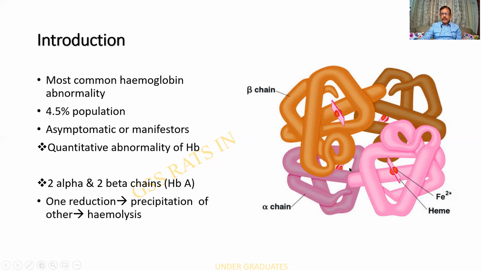Look at this picture over here. You should be familiar with it. There are the alpha chains, the violet colored ones, and the beta chains, the brown ones. So there are the 2 alpha chains and the 2 beta chains, which are connected by means of the iron to form the hemoglobin. Any reduction of either the beta chain or the alpha chain will lead to a precipitation of the other. And that is the basic pathology of thalassemia.